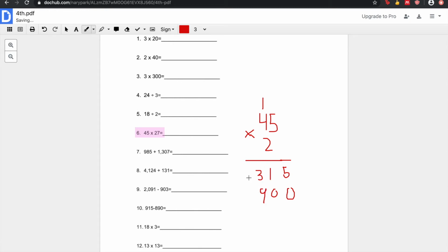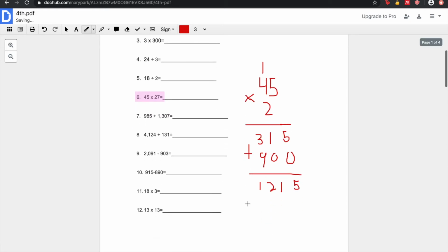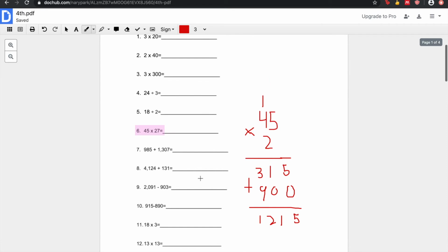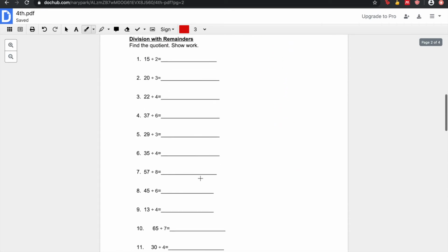Okay, and now that we have everything, we just add everything together. So 5 plus 0 is 5. 1 plus 0 is 1, and 3 plus 9 is 12. And so our answer is 1,215. Okay, let's move on to division with remainders.